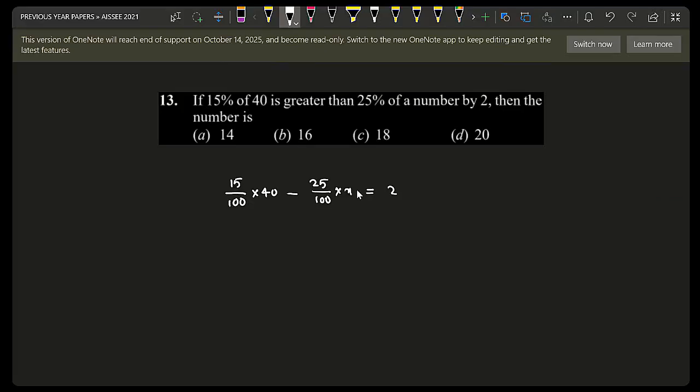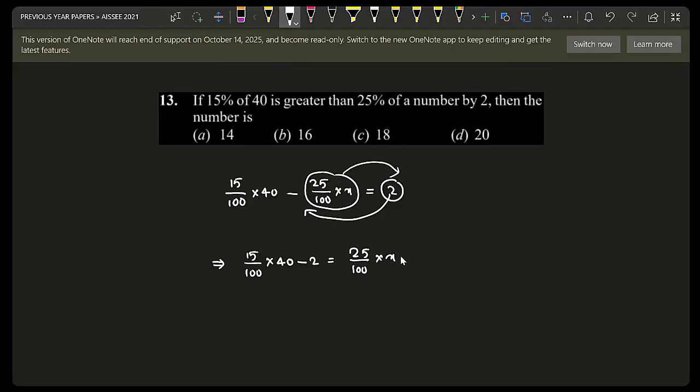From this we should get the value of x only by transpositions. Okay. So negative number, if you transpose, it will become positive number. Plus 2 is going to become minus 2. So I am doing these two transpositions. So plus 2 is coming left. 15 by 100 into 40 minus 2 is equal to 25 by 100 into x.